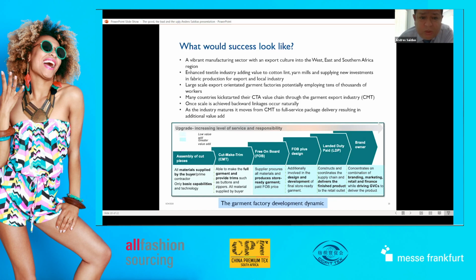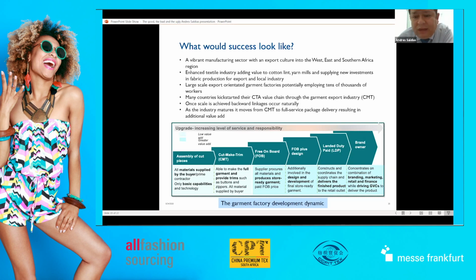Large export-oriented garment factories potentially employing tens of thousands of workers. Many countries kickstarted their cotton, textile, and apparel value chain through the garment export industry. So the CMT is the first in the chain to pull out the rest of the chain.